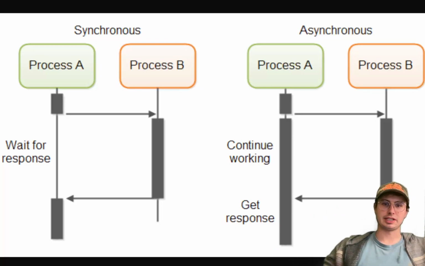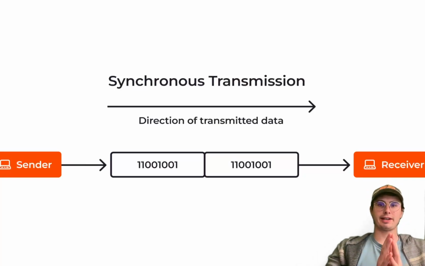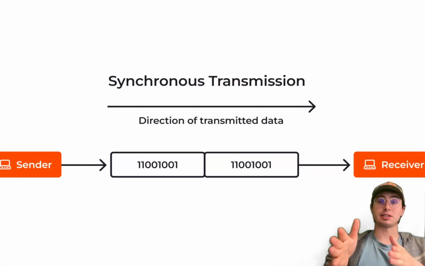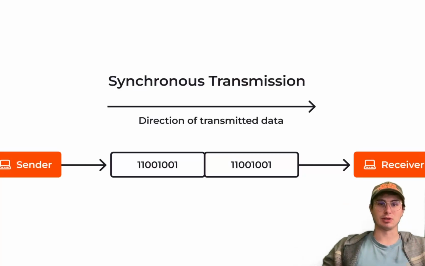So first thing we're going to cover is synchronous networks, and I want to dive into exactly how they work and some of their pros and cons. Synchronous networks are characterized by the presence of a clock signal that coordinates all data transmissions. That clock signal ensures that the sender and receiver are synchronized at the bit level, allowing data to be sent at precisely timed intervals.